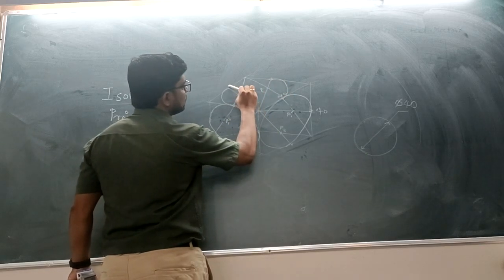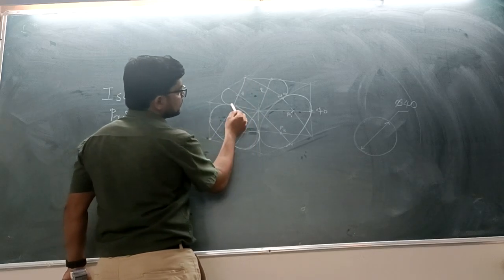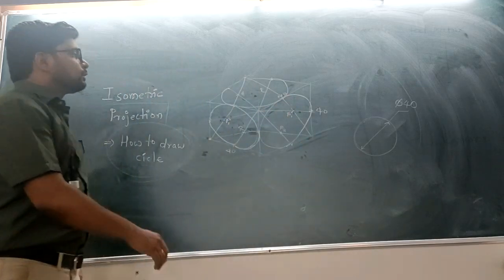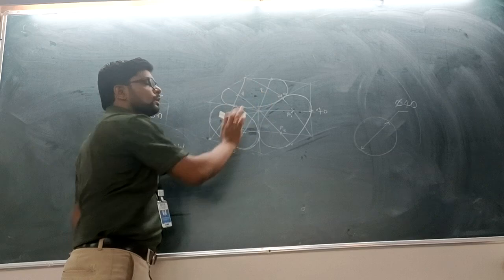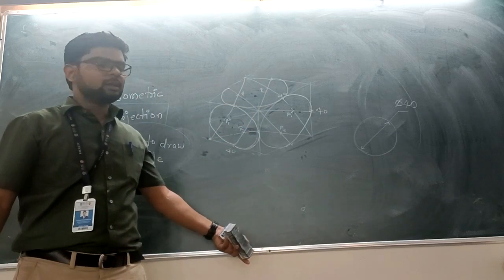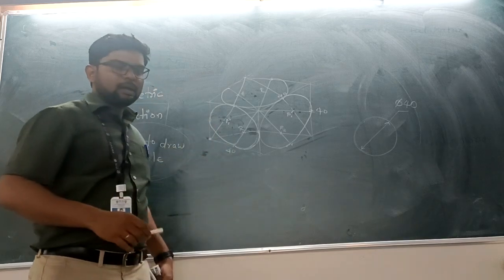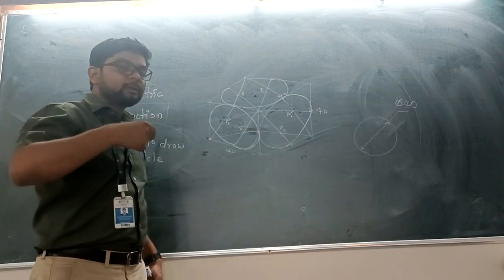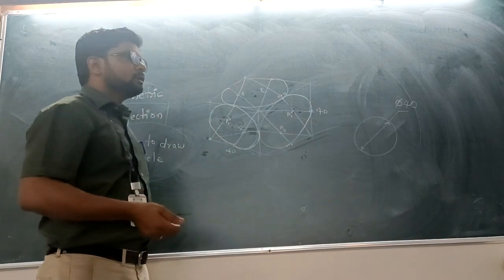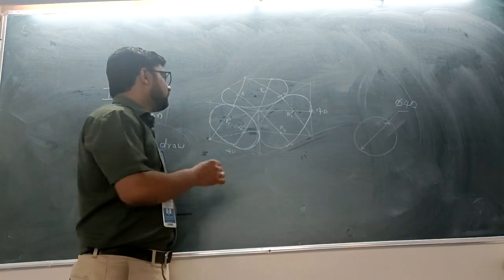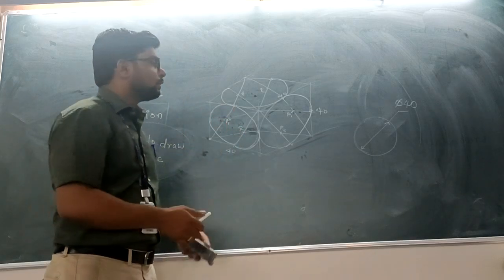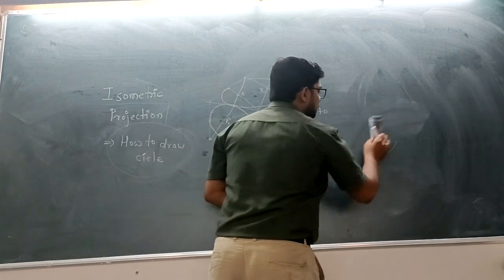This is the center. This will be the center. Got it? So this is how the three circles can be drawn in the cube. Okay. You know what? The shortcut trick, or how do we remember? Because you need not make some vector of how to construct the circle.